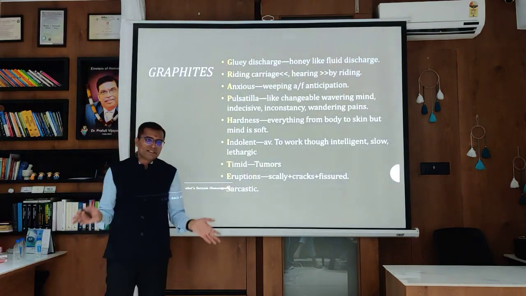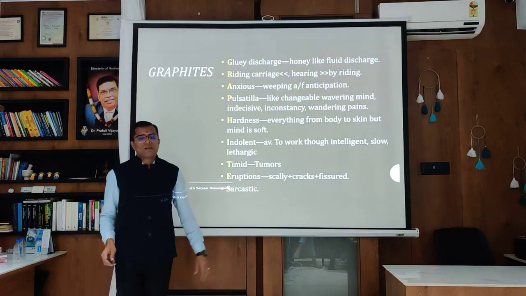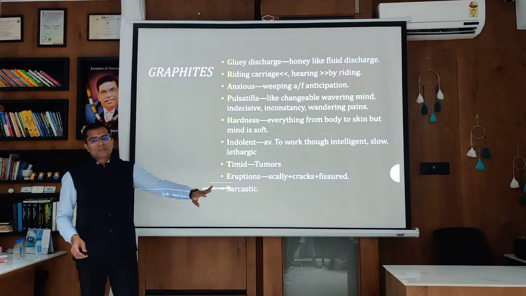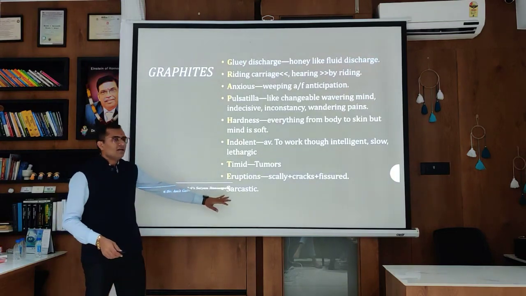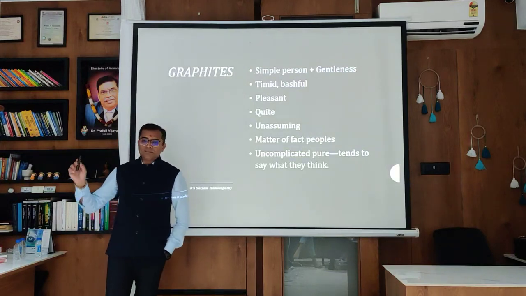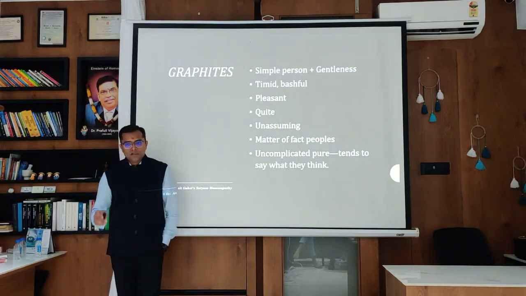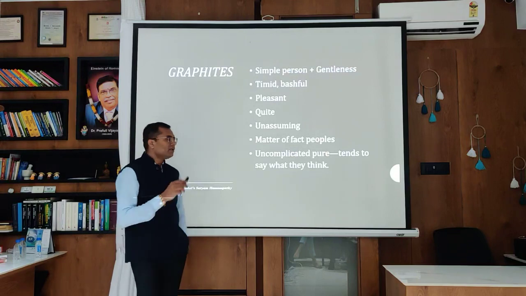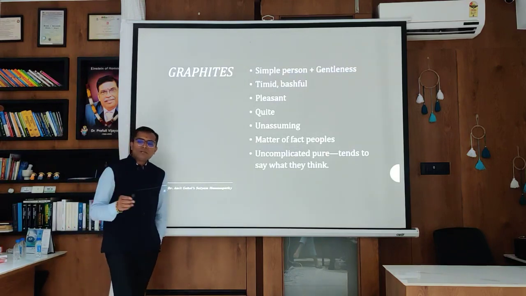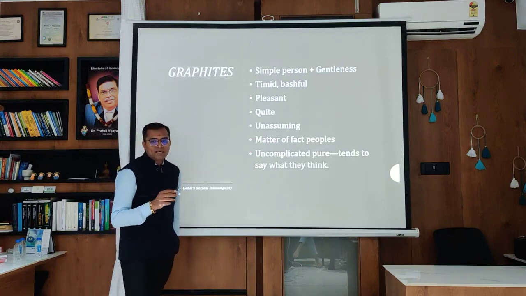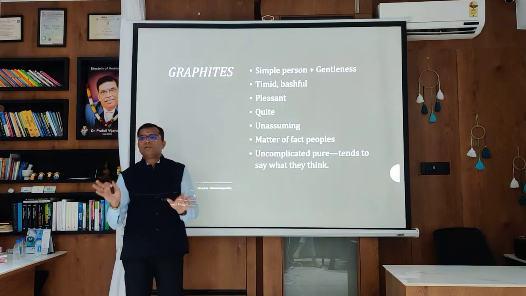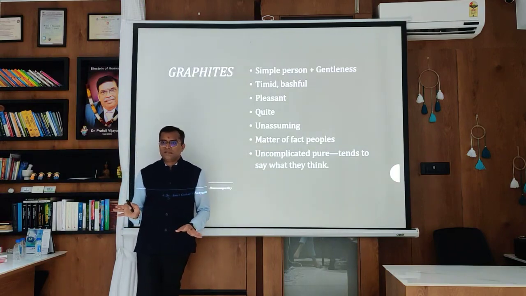Indolence, all carbons have indolence, aversion to work, timid, tumors, eruptions, thick, scaly, cracks and fissures, and the mental aspect is always sarcastic. Very simple person, gentleness, timid, bashful, pleasant, quiet, unassuming, matter-of-fact people, uncomplicated, pure, tend to say what they think. This is what you have to understand. They are a simple person, like Baryta.